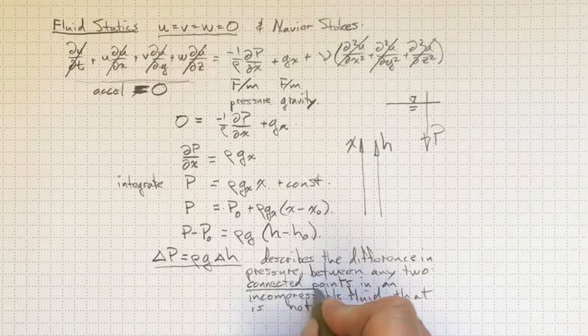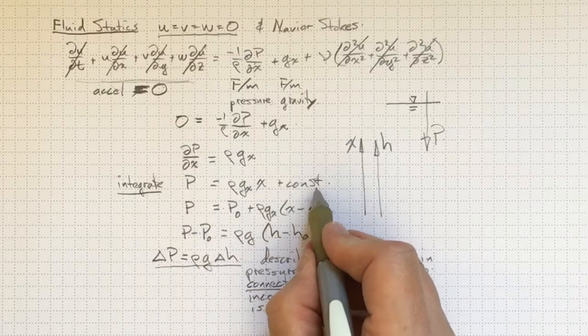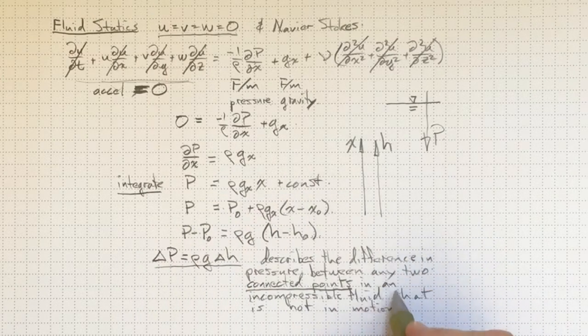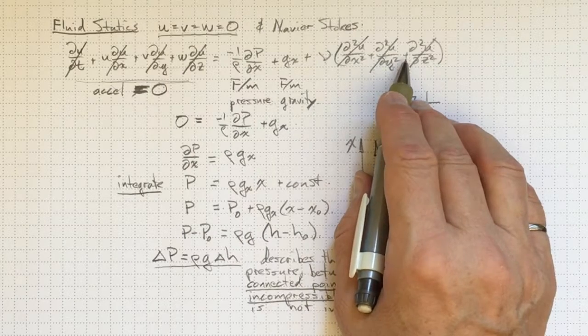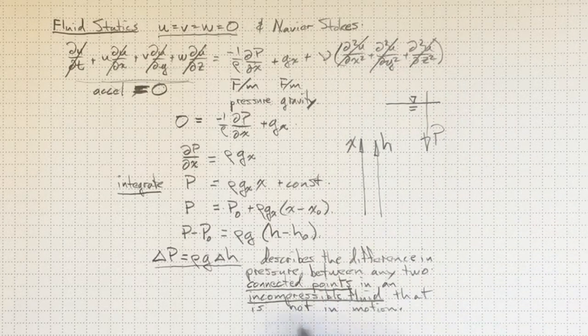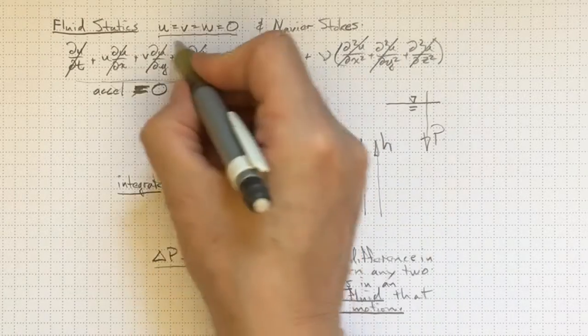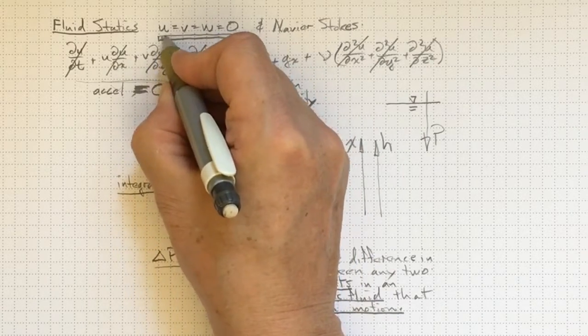So the 2 points need to be connected because we integrated along a path in the x direction through the fluid. They need to be an incompressible fluid because we used this version of the Navier Stokes equation where we made the assumption that the fluid was incompressible. And we need to be in a fluid that is not in motion because we made the assumption up here that U and V and W were equal to 0.